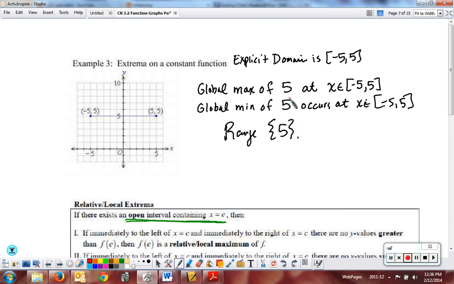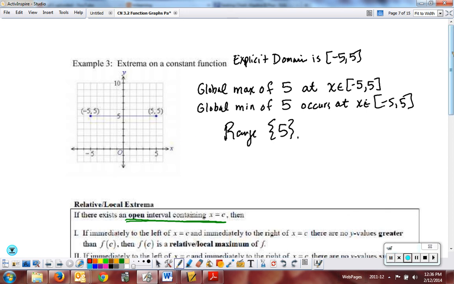However, it occurs at infinitely many x values, and so we change this over, and instead of x equals, I make it x is an element of, and go all the way across. And also, 5 is the only y value, so not only are there none higher, there are none lower, so it also counts as a global min. And that's so weird, but that's how it works by our definition.